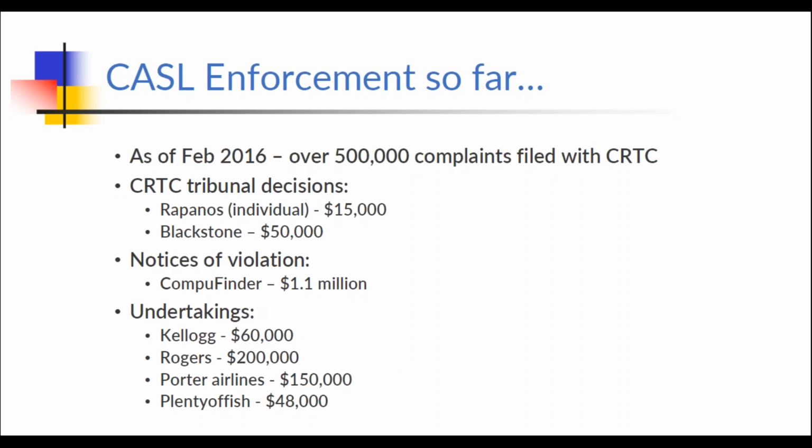Okay, so now let's talk about CASL enforcement so far. That's always one of the first questions I get. I go, well, what's happened in the past 3 years? Well, there's been some development. And let me step back for a minute and tell you what's going on.